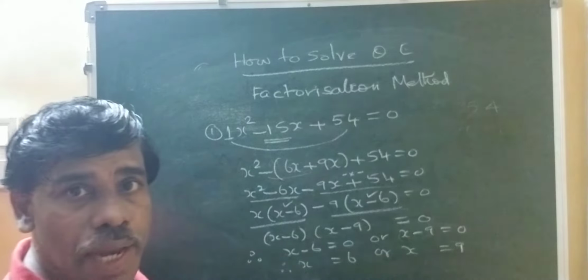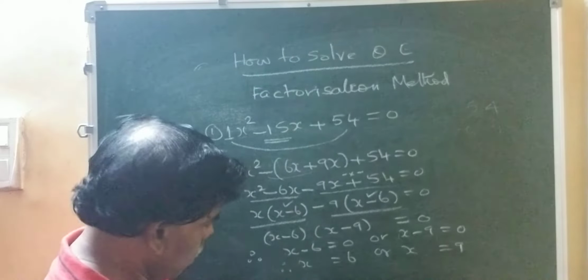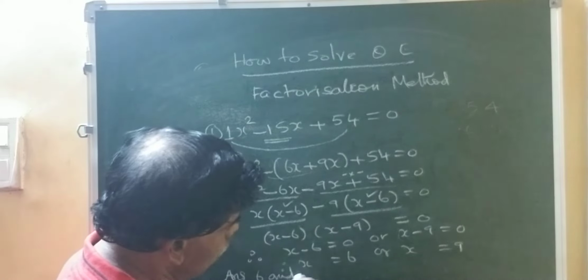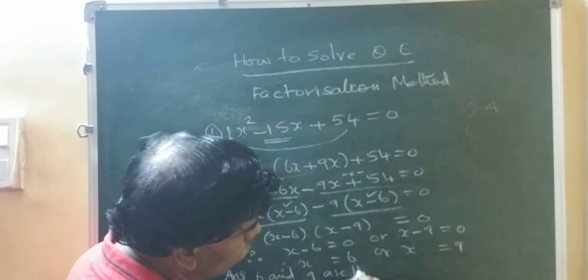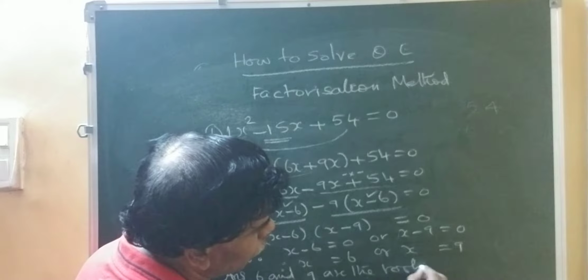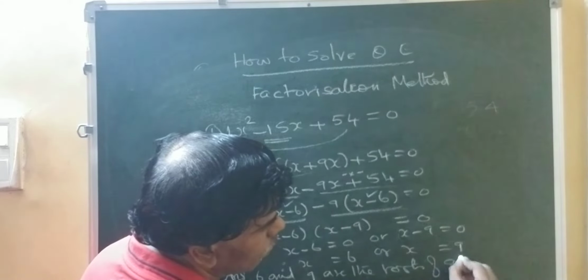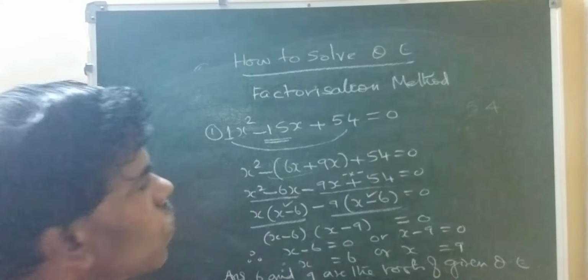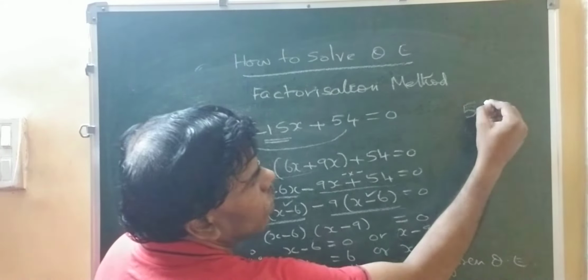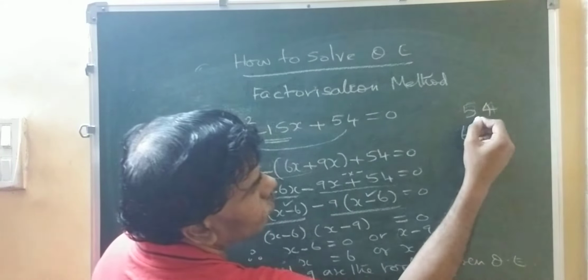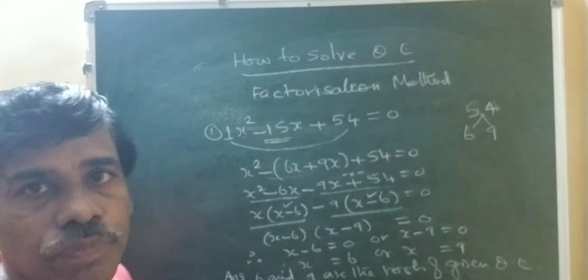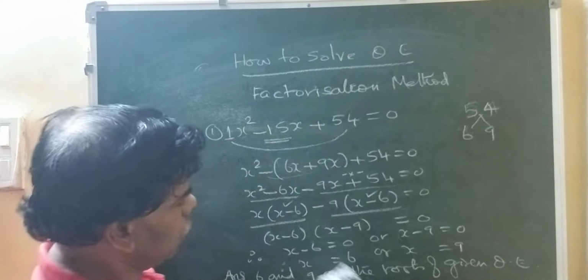So what will you write? Answer: 6 and 9 are the roots of the given quadratic equation. So here this is important. Here you write like this. We will do many sums, you will understand.